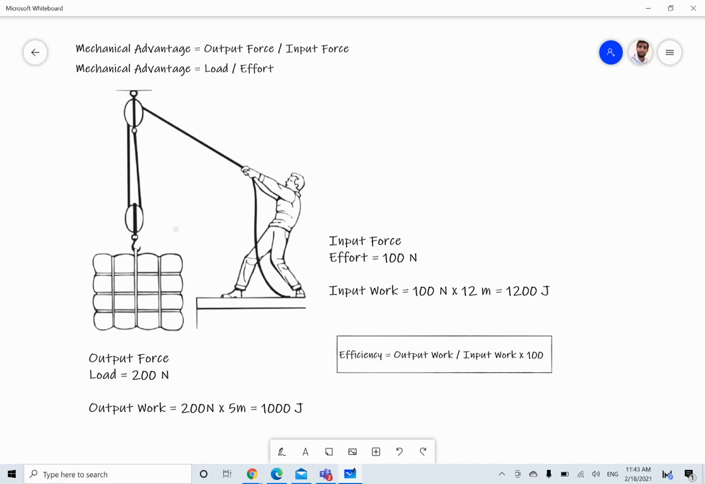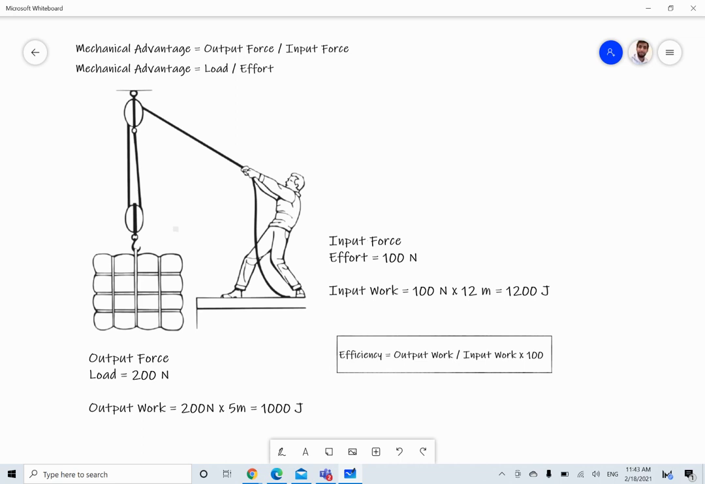So we need to know that the force is changing here. And when the force changes, the distance will also change. And we need to know that machines may also change the direction of the force. Now let's talk about the mechanical advantage.